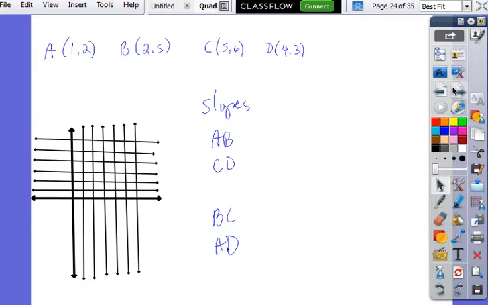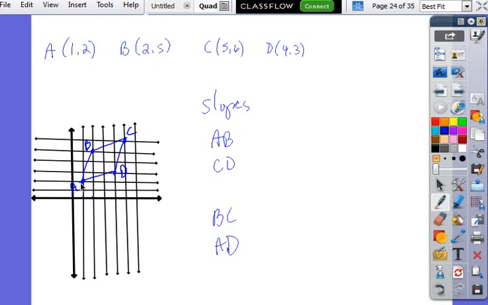All right, first step, we're going to draw the figure. So 1, 2 will be here. 2, 5. There, 5, 6. All right, so there's my figure.